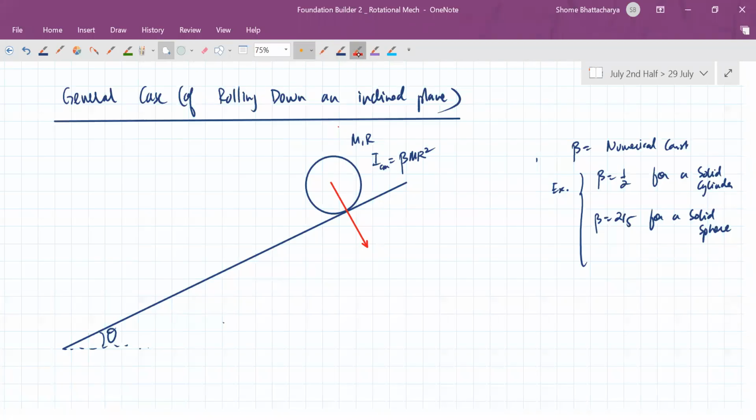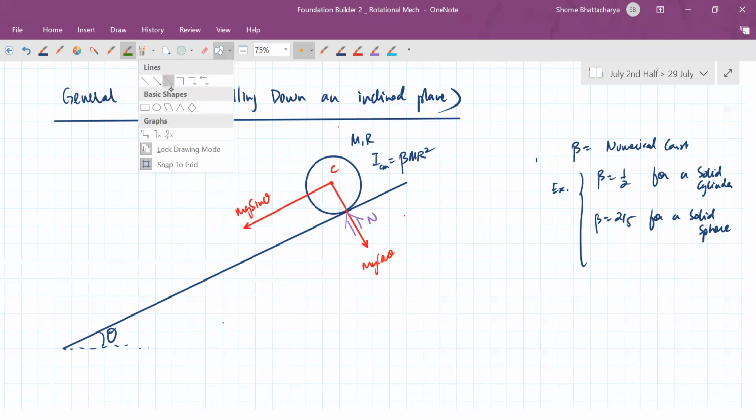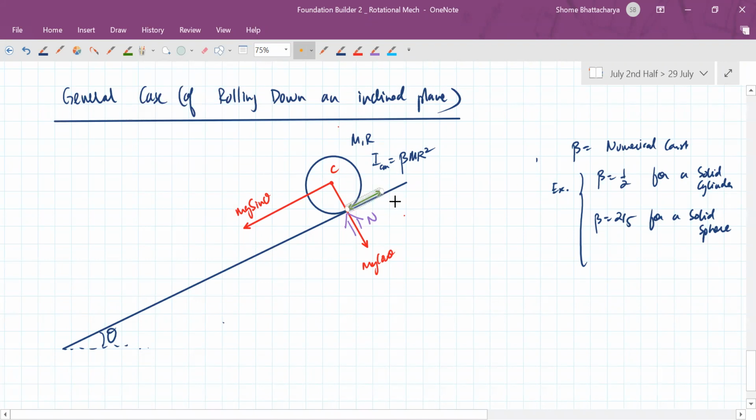Yeah, so coming back to this free body diagram. You have mg cos theta and mg sin theta, the two components of weight, which will be like this. And normal reaction acting like this through the center of mass, and finally friction acting at the point of contact. So same free body diagram.